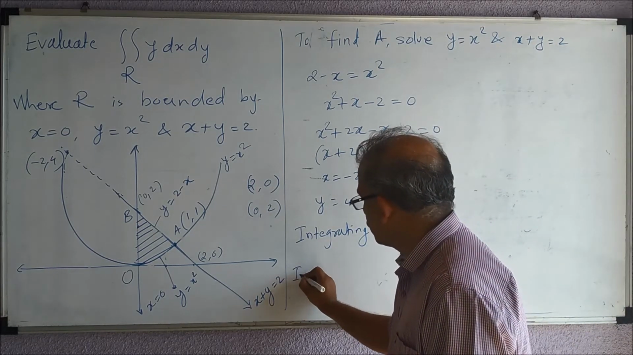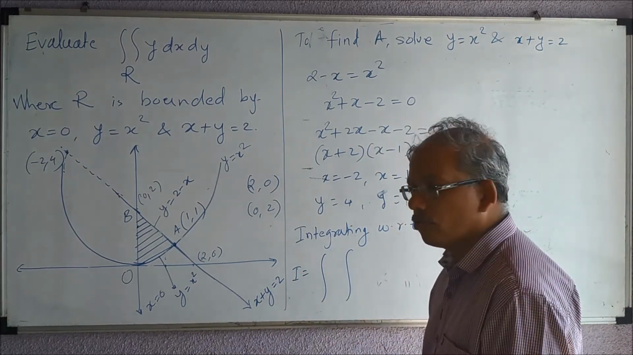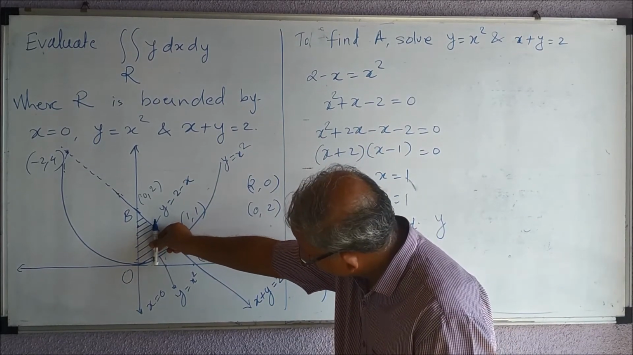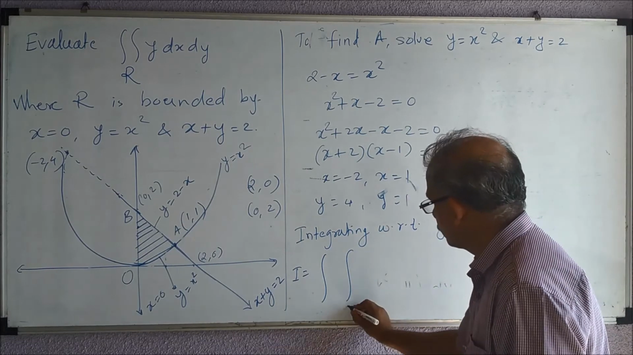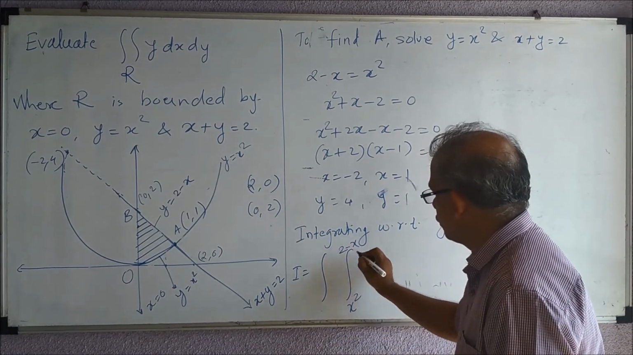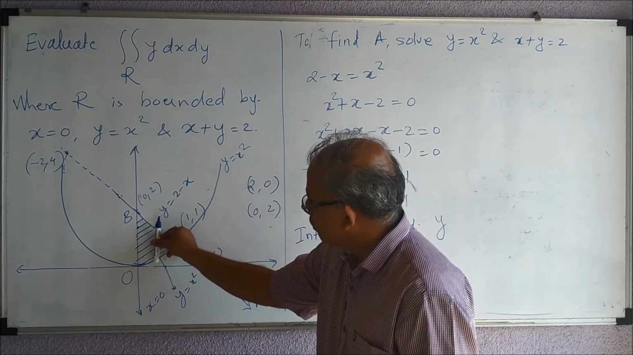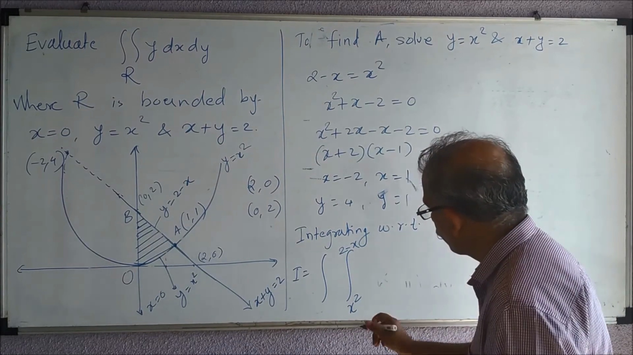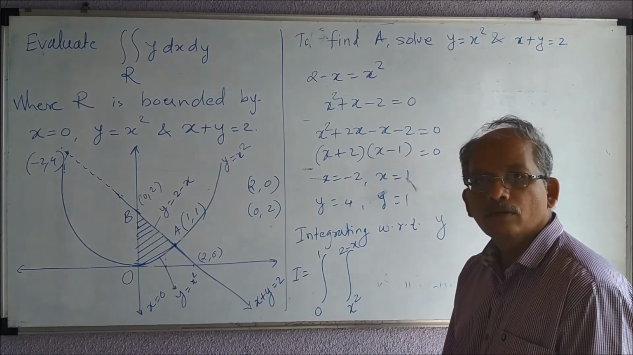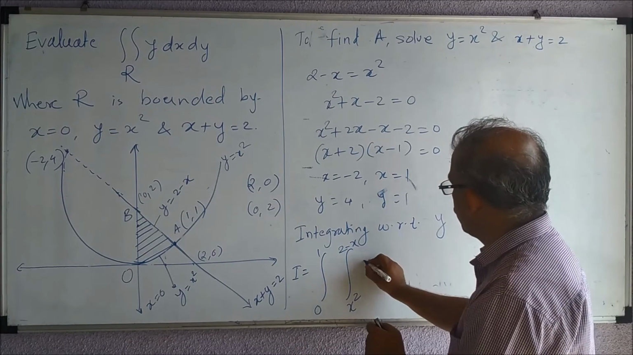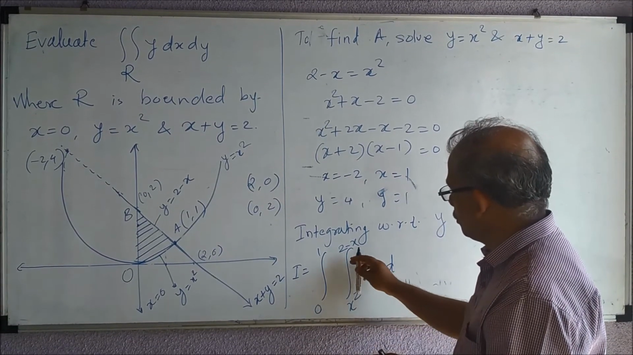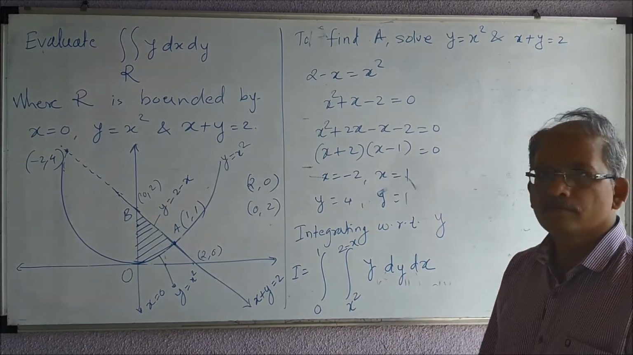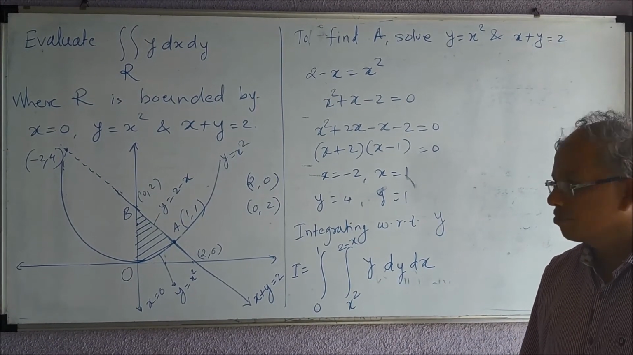So I say then I is equal to the integral. Okay. Now the inner integration runs from y = x² to y = 2 - x. And the outer will run from 0 to 1. See. Okay. And then we'll take the integrand as y. Inner integration will be with respect to y. So I'm writing y first and then x. Are you getting this? Okay.